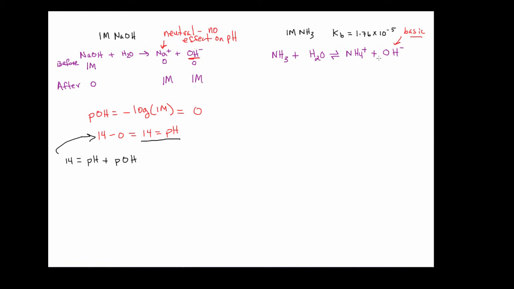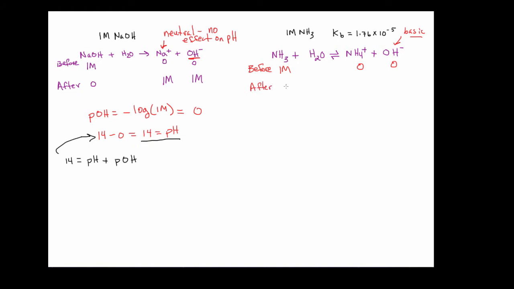All right, however, unlike the situation with NaOH, this reaction only ionizes to a small extent. That means that we're only going to produce a small percentage of the hydroxide by comparison to the 1 molar solution of sodium hydroxide. Now when we set up our box, before any reaction occurs, we're going to have 1 molar of the ammonia, and we're going to have 0 of the NH4+ and 0 of the hydroxide.